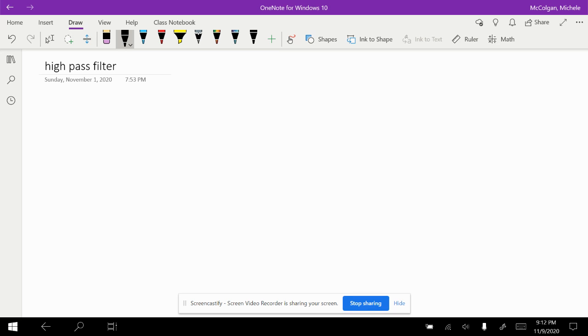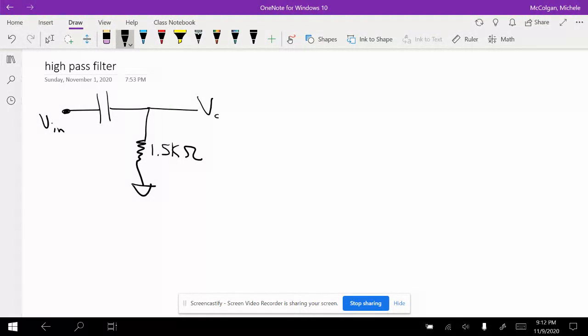Okay, in this problem, we need to calculate the cutoff frequency and then determine if this is actually a high-pass filter or not. So here's my V in. I have a capacitor and a resistor, and this is 1.5 kiloohms. I'm measuring V out here.